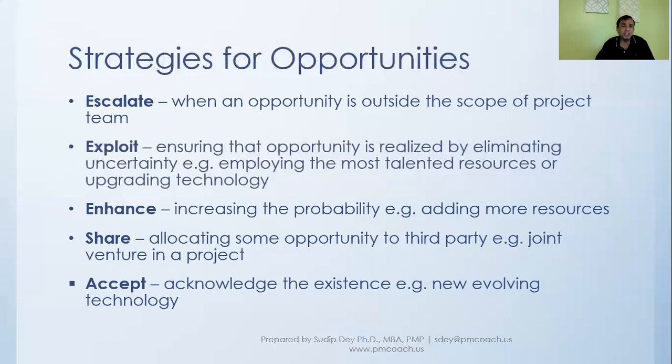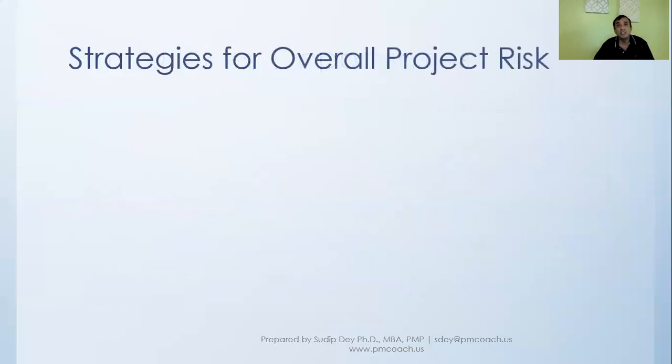And when we are talking about these strategies, we are talking about individual project risk that we have identified. But then, as we have said, besides the individual project risk, there is another category, which is the overall project risk. So now let's look at what are the different strategies for overall project risk.